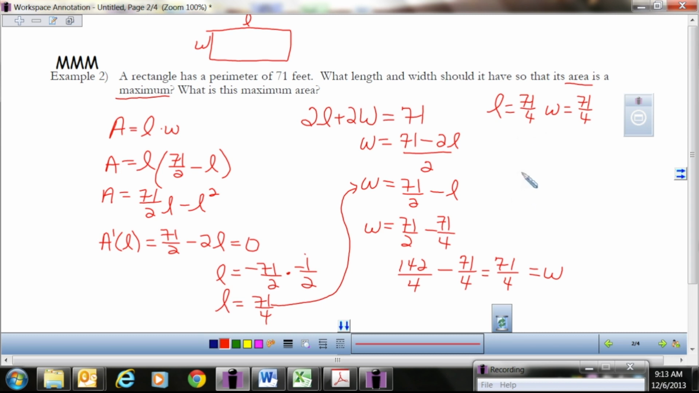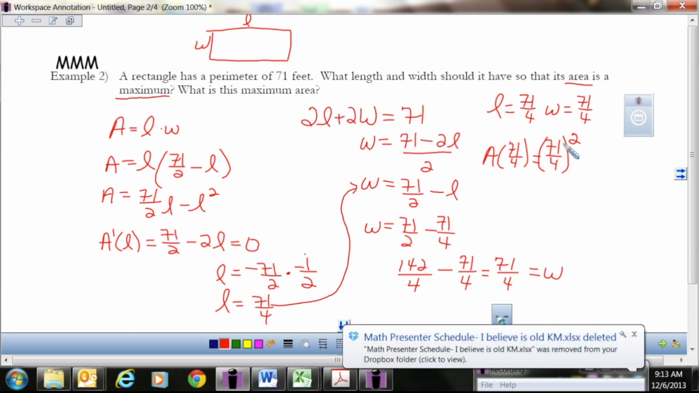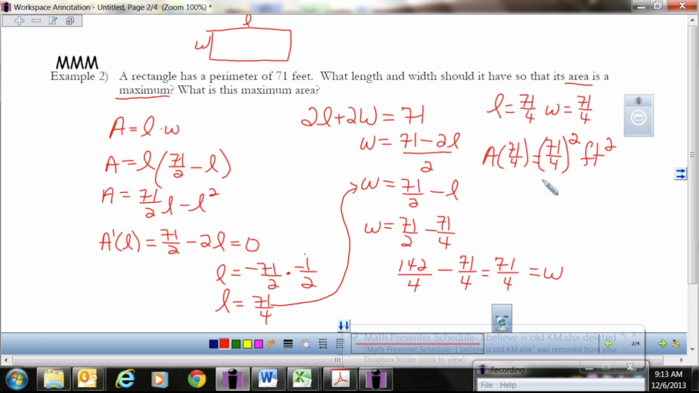I know, right? And so then it says, what is the maximum area? And the area is maximum at 71/4. If you put that in there, you get 71/4 squared. Oh, wow. And what is that? Is that feet squared? 71 squared, feet squared. I'll make sure I put the units on there. So that's my maximum area, whatever that is. You can get a calculator and make that a nicer number if you'd like to.